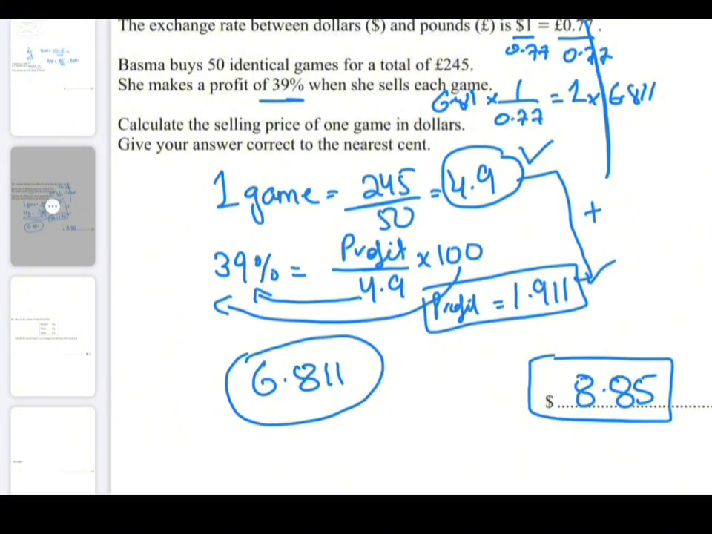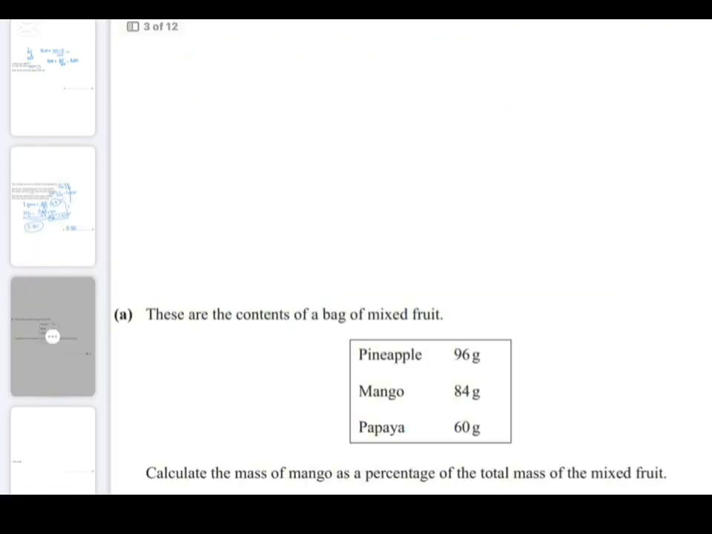I hope everything is clear in this question. You can see there is a currency topic also included in this question. So that's a very simple question. Now moving towards the next question.